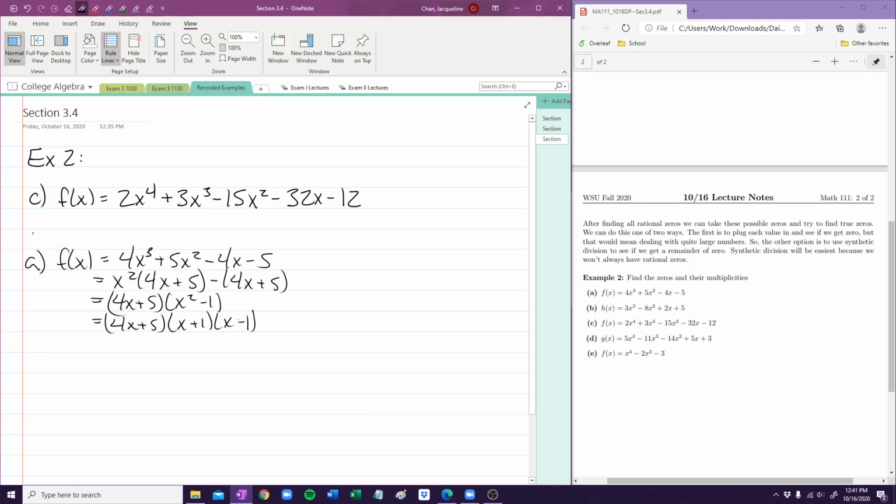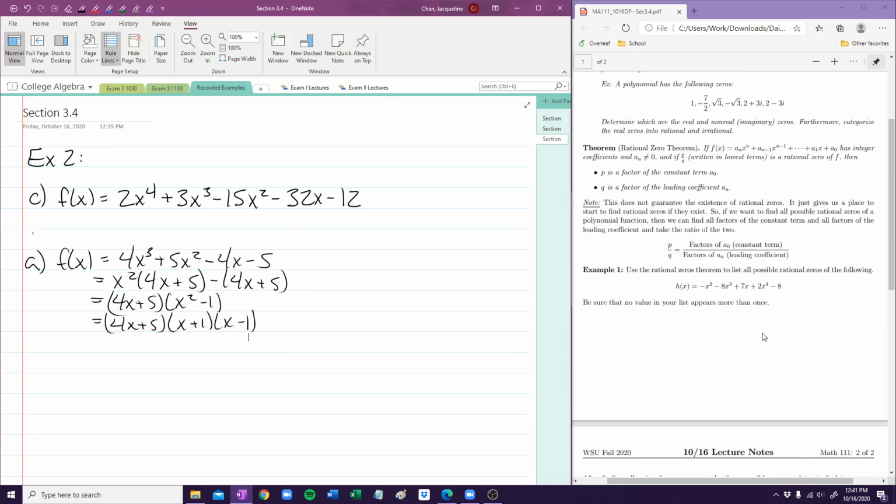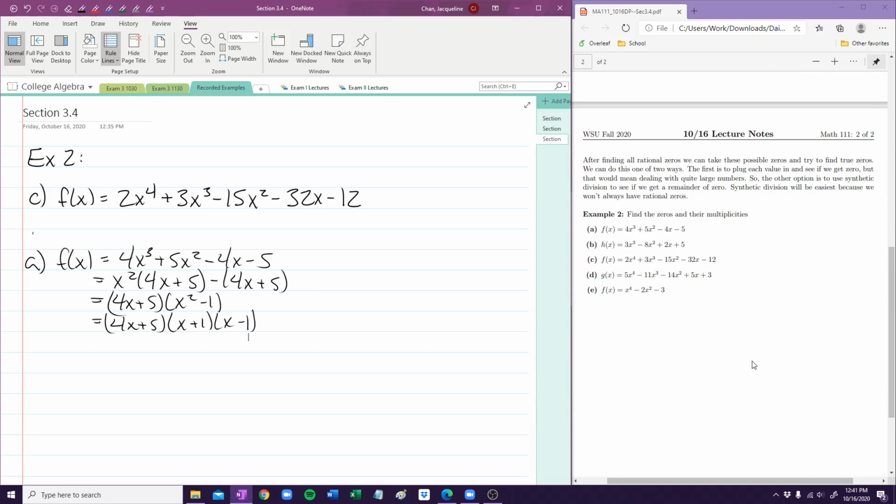For A, the reason why I did it is just so we could apply the rational zero theorem. And also in part E, as we saw, there were no rationals. But one thing that you could have checked at first is that you could have seen a substitution, y is equal to x squared, and you would have seen that it factored nicely. So look at those options first.